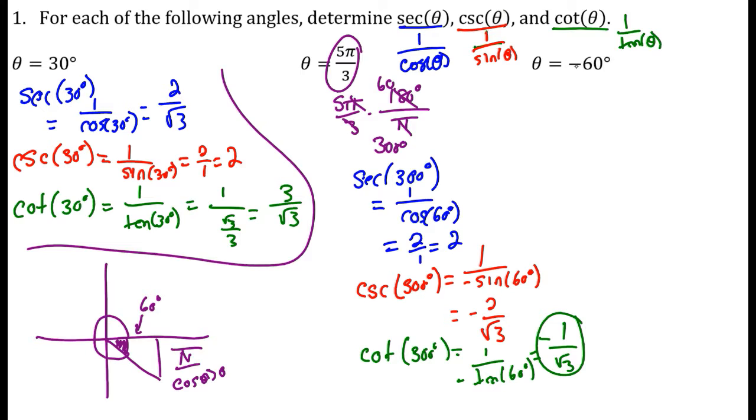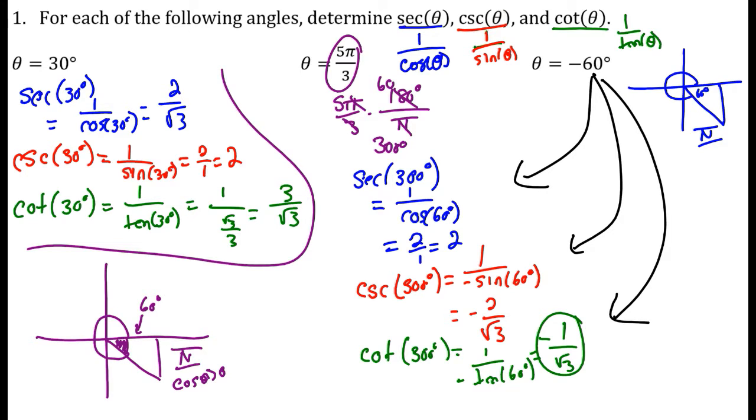And finally, theta equals negative 60 degrees. Well, if theta is negative 60 degrees, our reference angle is 60 degrees and we're in quadrant 4. So guess what? You don't have to do any more work because we already did all this work right here. That's the answer. If theta is negative 60, we're done because we just did that for 5 pi over 3. Negative 60 degrees and 5 pi over 3 are not the same angle, they are coterminal. The terminal ray is the same. So the secant of negative 60 is 2, the cosecant of negative 60 is negative 2 over radical 3, and the cotangent of negative 60 is negative 1 over radical 3.